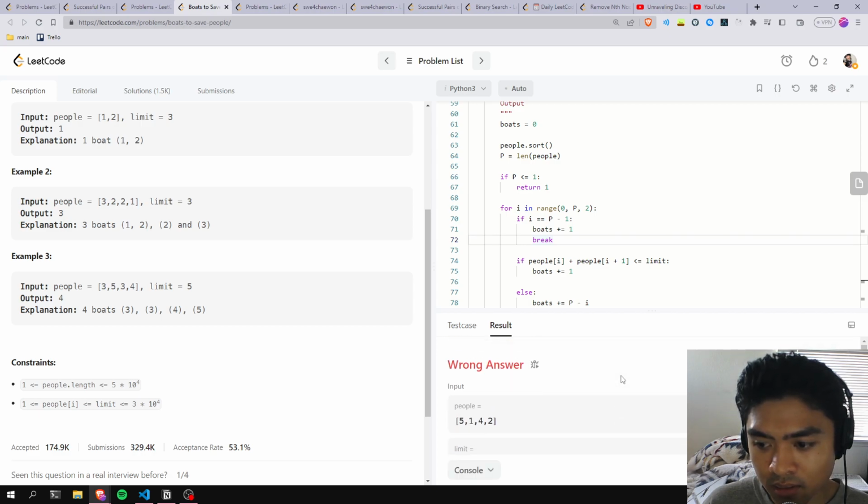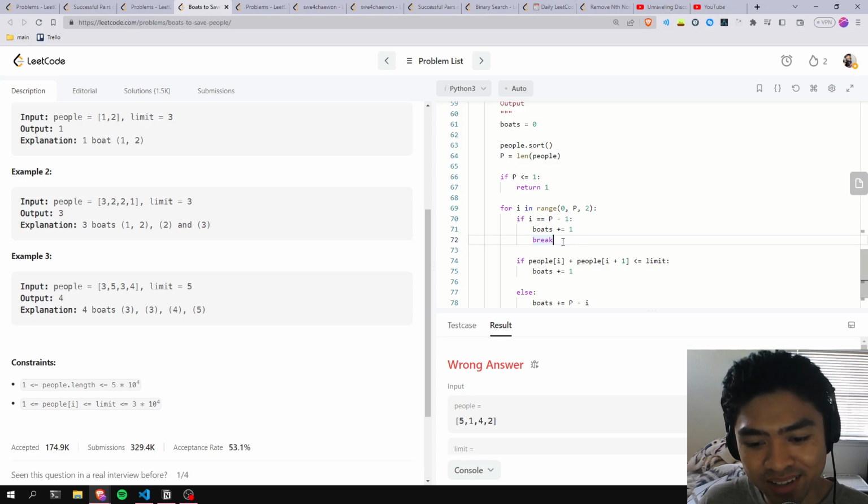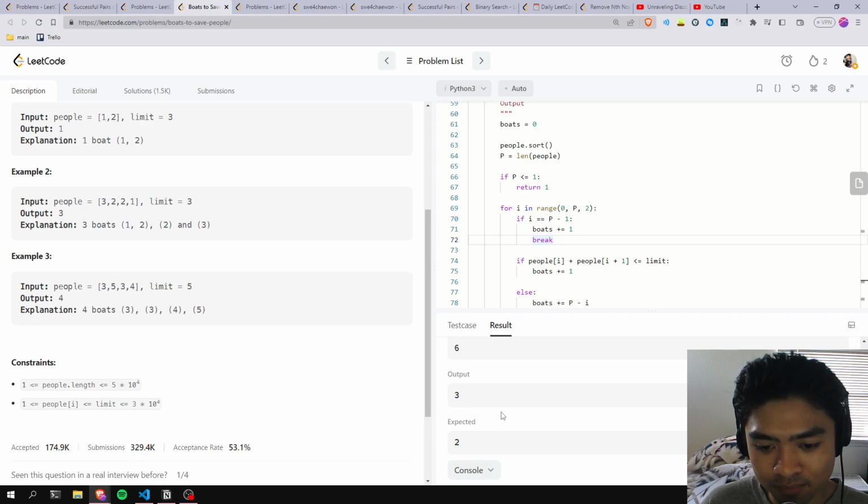Wrong answer. Wait, did I go over? Hold up, I should have got the test case. I'm not sure if this works. I feel like that should have worked, because we've gotten 2, right? In this case, what happens?